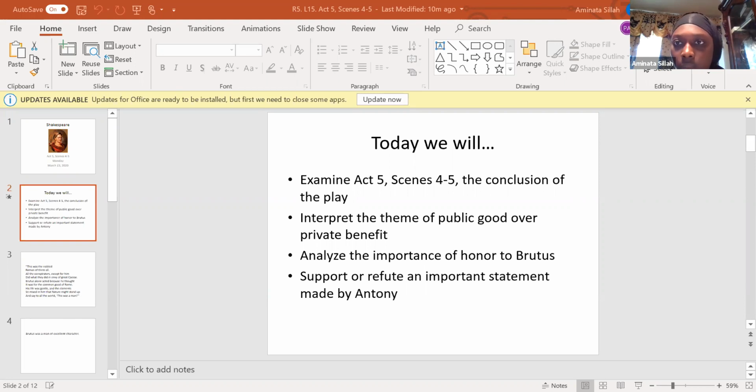I see a hand up. I don't know whose hand it is. Katie, is that another hand? No, it's not. Sorry, I can't see who has their hand raised.